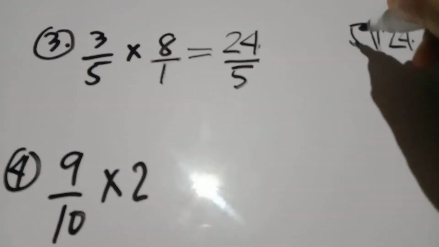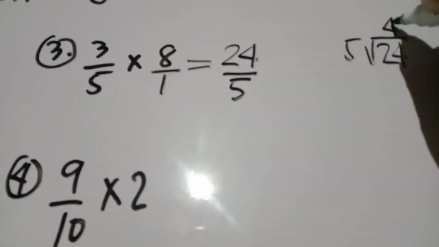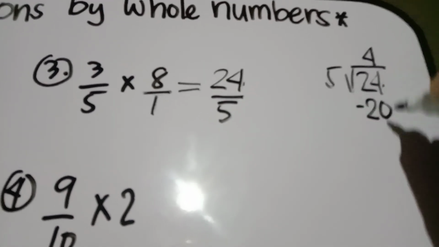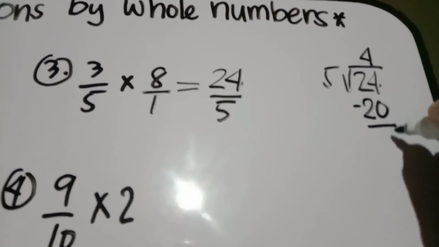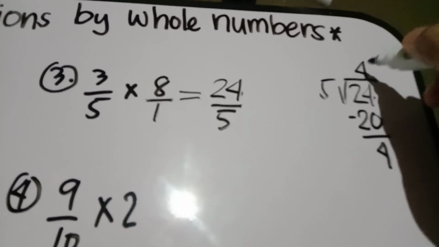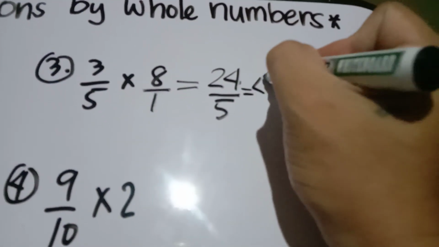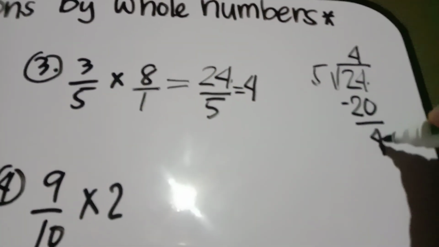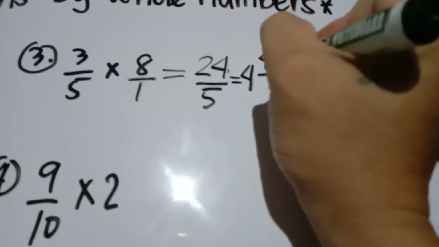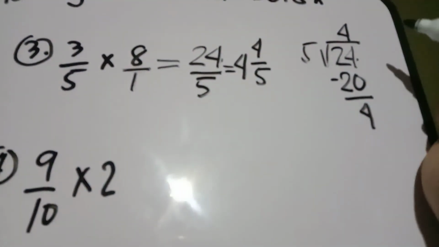So, 24 divided by 5, that is equal to 4. 4 times 5, that is equal to 20. Then subtract 24 minus 20, that is equal to 4. Okay, so therefore, the answer is 4. We have a whole number 4. Then, the remainder will be the numerator. And just copy the denominator, which is 5.